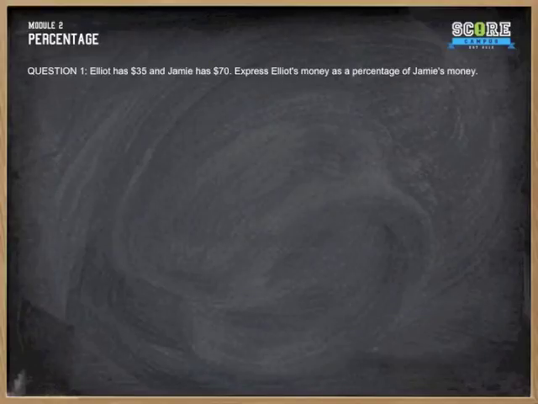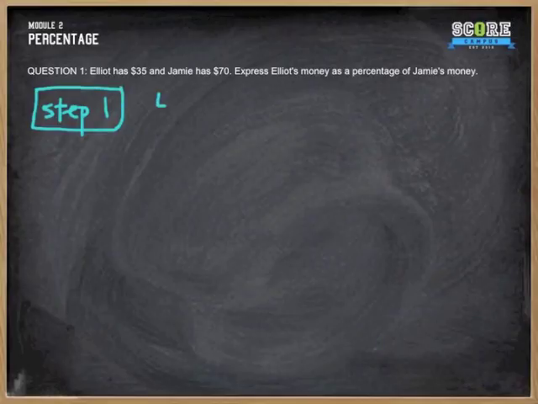Question 1 is this. Elliot has $35 and Jamie has $70. Express Elliot's money as a percentage of Jamie's money. The first step is to write it as a fraction, which means step 1 is to write Elliot's money as a fraction of Jamie's money. Let's try to figure out how we do this. Once you understand the concept, the rest of it is easy. Let's figure out the fraction first.